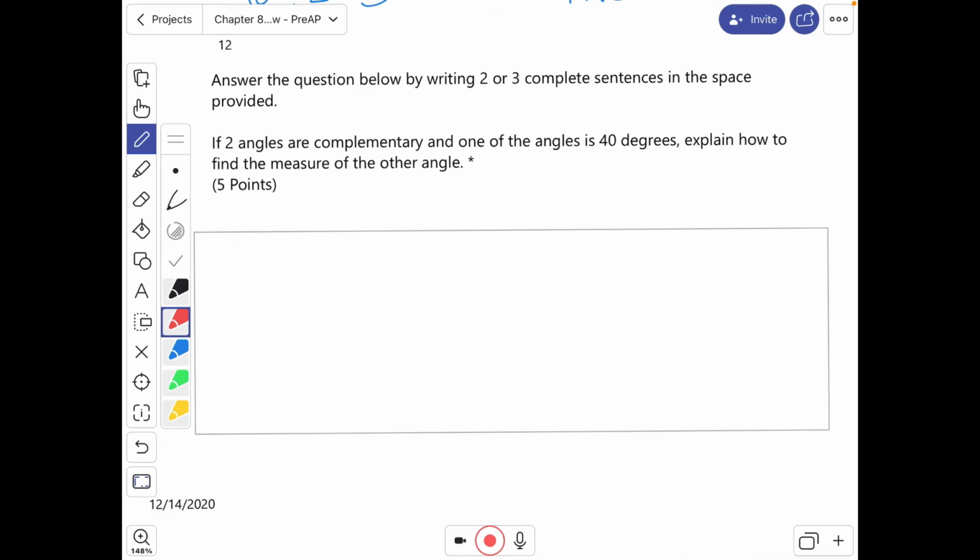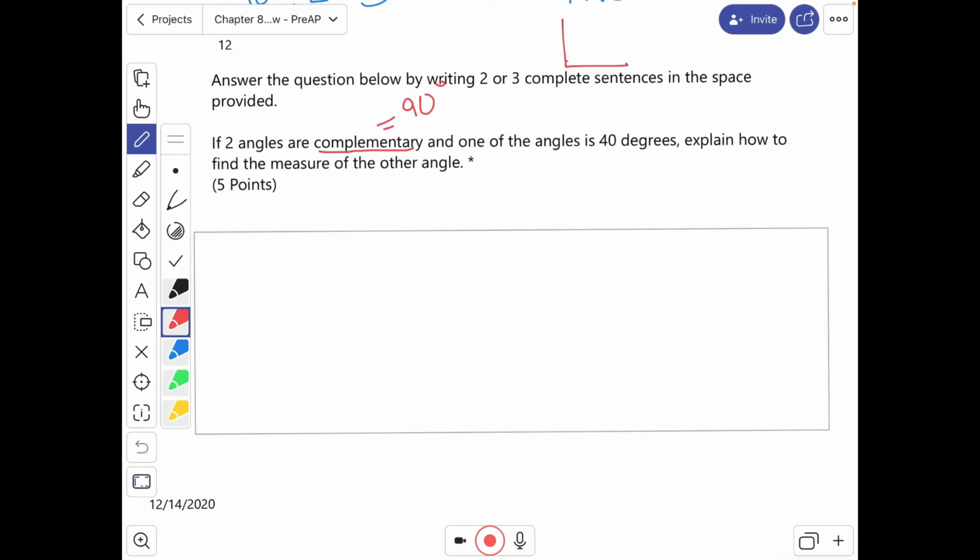Number 12, answer the question below by writing 2 or 3 complete sentences in the space provided. If 2 angles are complementary and one of the angles is 40 degrees, explain how to find the measure of the other angle. Complementary means they have to equal 90. Remember, complementary, we compliment people because it's the right thing to do. It makes a right angle.